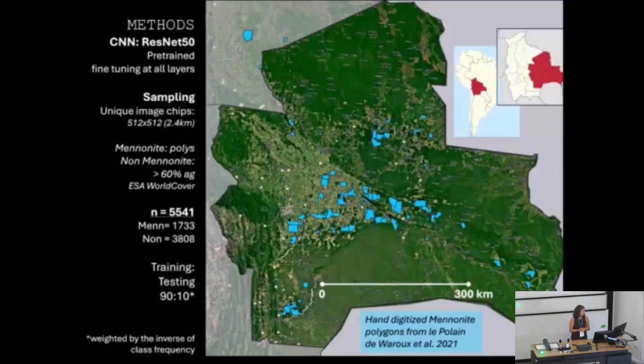So 5,000 chips like that, and we had fewer Mennonite chips, as you can see, 1,700, and then more non-Mennonite. And then we divided training versus testing 90 to 10%. For the 10%, we got an even distribution of non-Mennonite and Mennonite using the inverse of the class frequency.